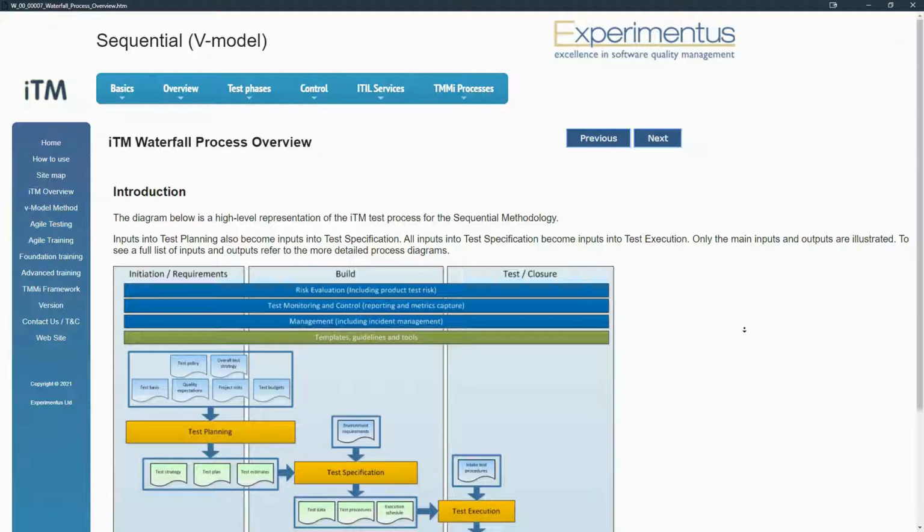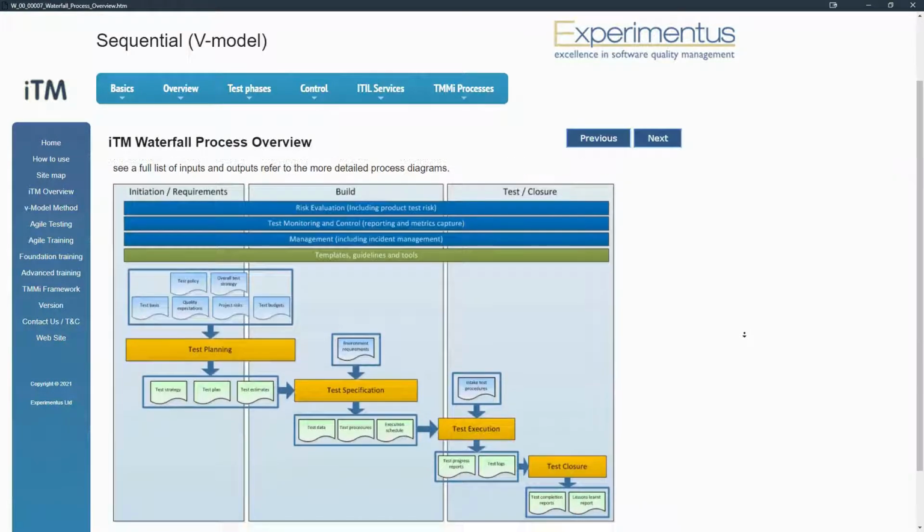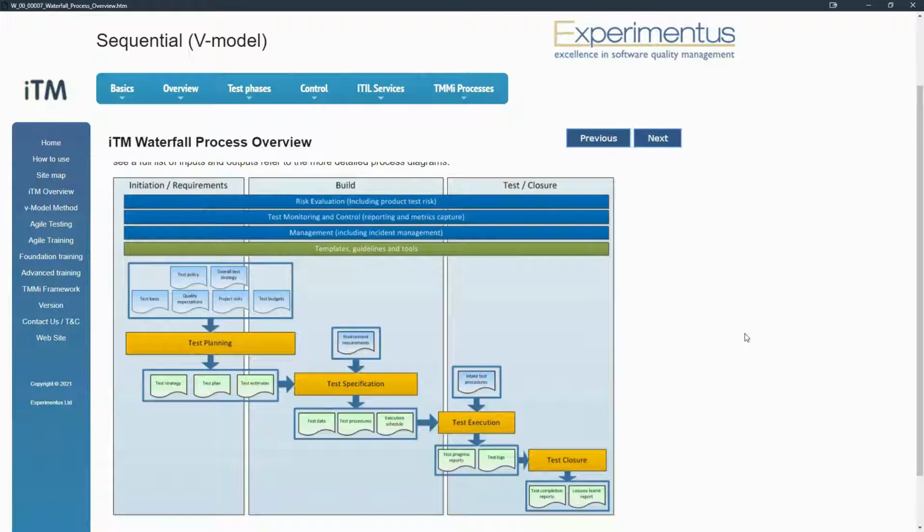Throughout iTM, there are diagrams representing process flows. These diagrams contain live links which, when selected, navigate to the relevant guidance for the selected operation. The Waterfall or vModel method is comprised of four main phases: test planning, test specification, test execution, and test closure. Let's have a look at the test planning phase.